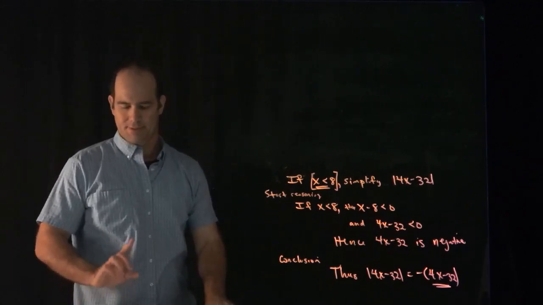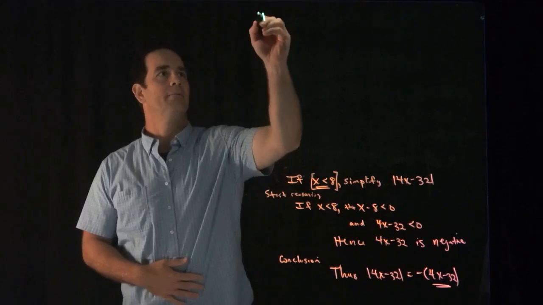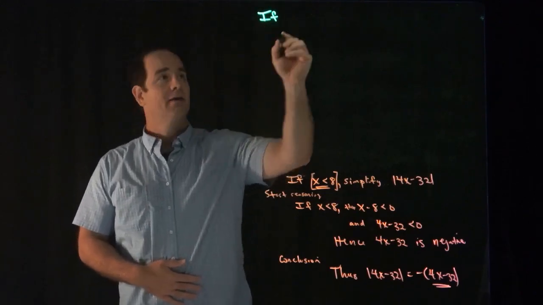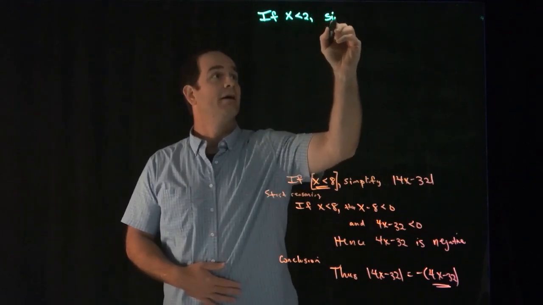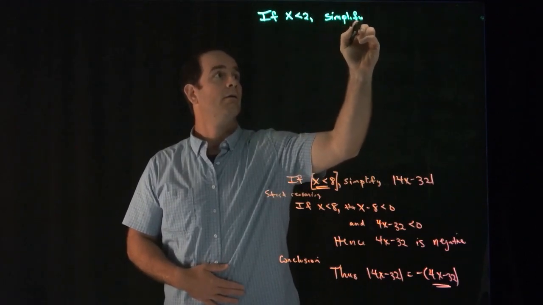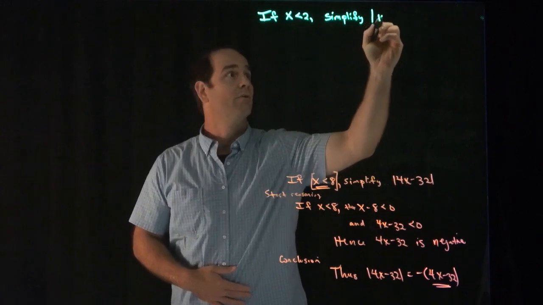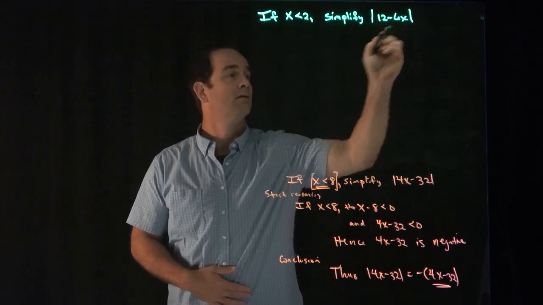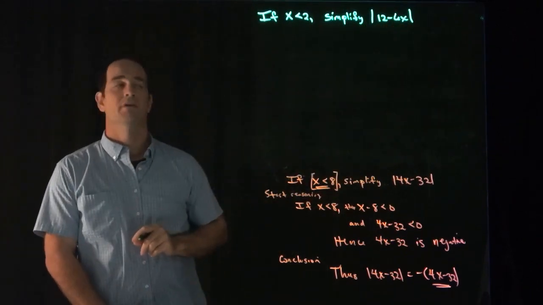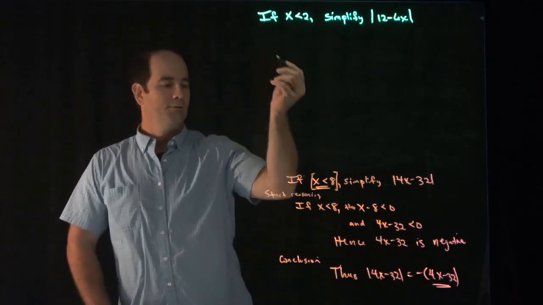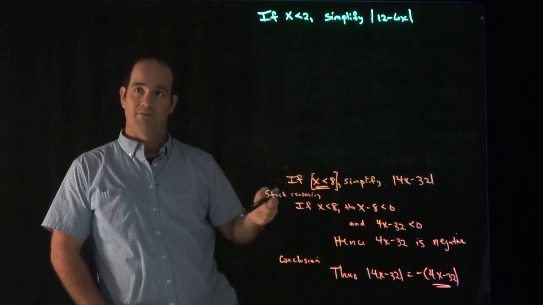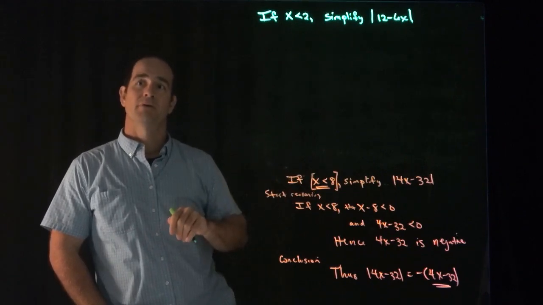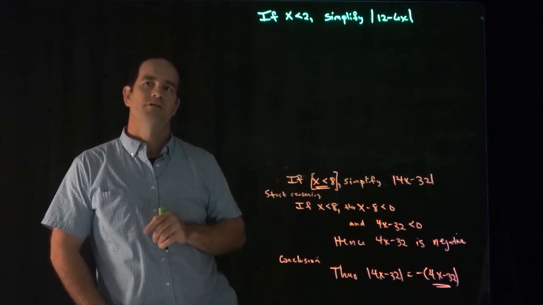Okay. So, last example. If x was less than 2, I'd like to simplify the absolute value of 12 minus 6x. Let's see if we can't work this one out. If you'd like to pause this a moment and work it out on your own and then come back and see if I follow through and do the same things you were doing, I really think that's a good strategy to employ.